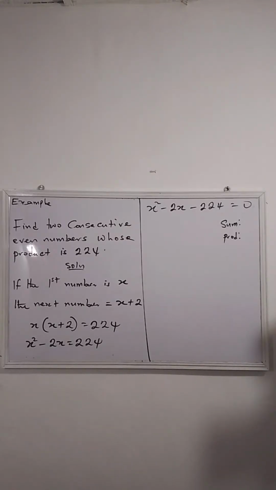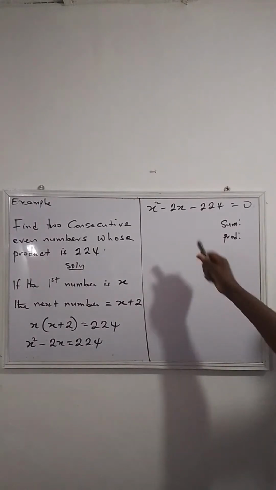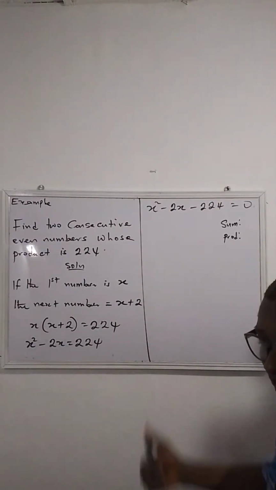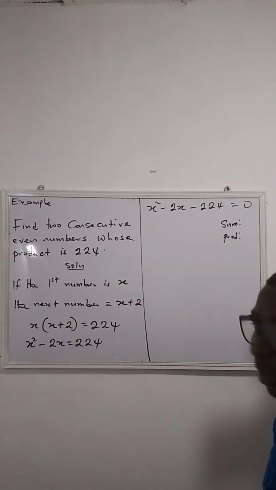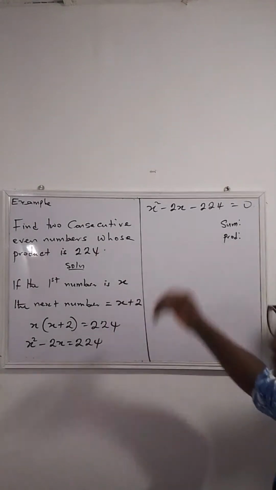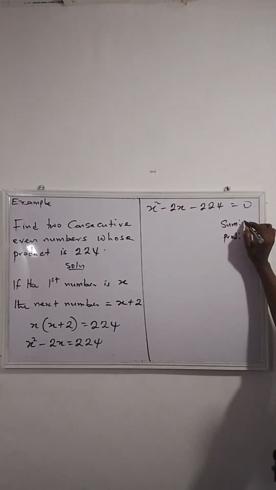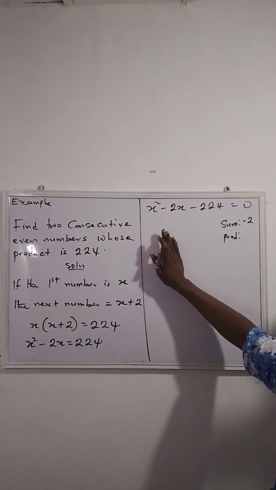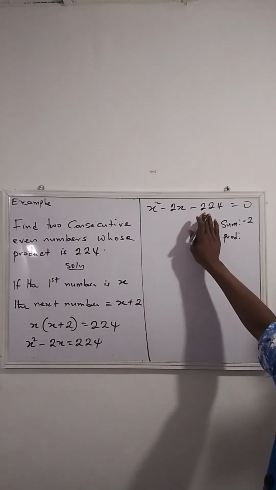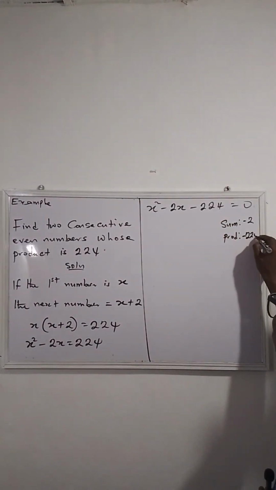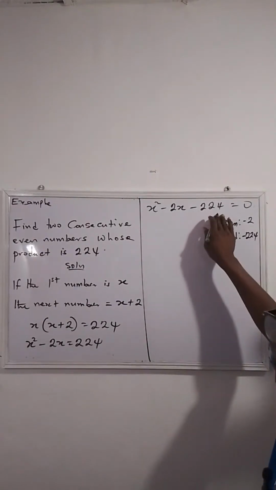All right, so it seems some of you are not giving me what I asked for. I'm asking for the sum and product. So the sum is the coefficient of x here. I'm emphasizing this because of those people that are just joining for the first time so that they can learn from us. So the sum is the coefficient of x, that is minus 2, while the product is what? Minus 224. That is the number that is independent of x here.